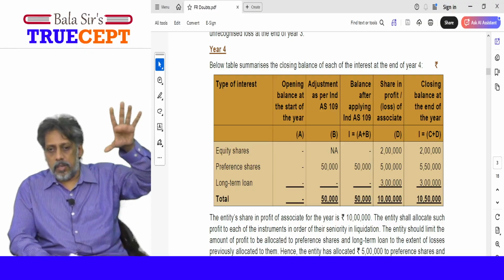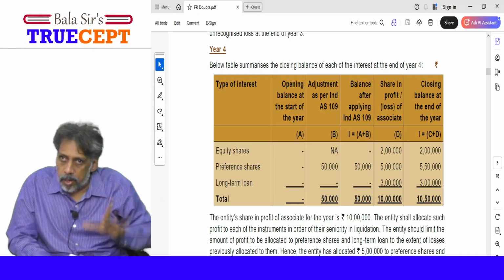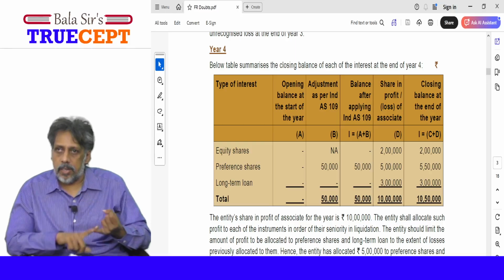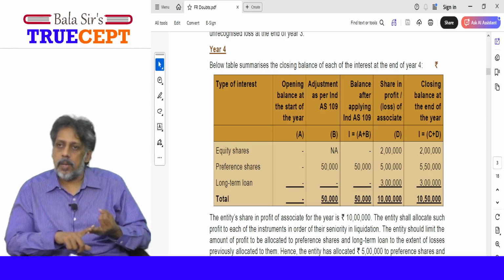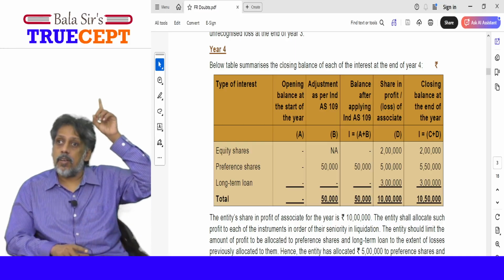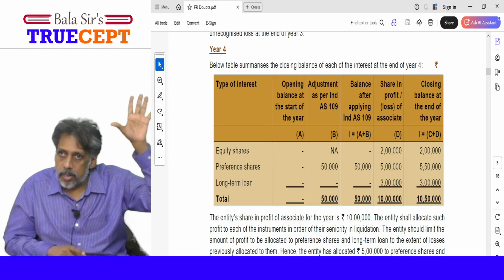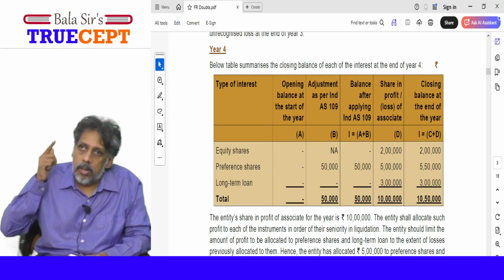So, the 10 lakh, just see the loan account first. Loan, what is the opening balance? Nil. Adjustment nil, balance nil. Remember, in the share of profit, it was 3 lakh loan initially in the first year. That 3 lakh is first restored. So 3 lakh. Then let's go to the preference share.